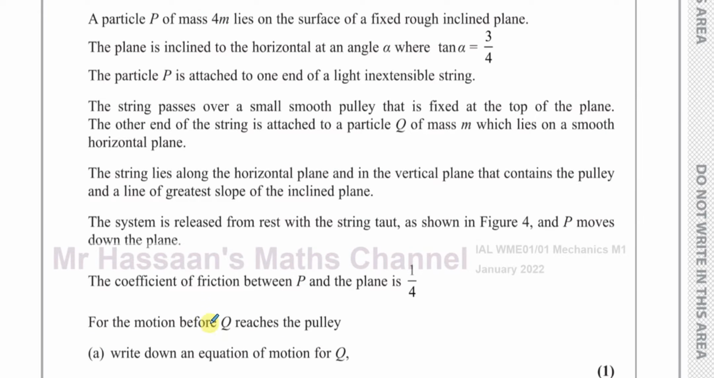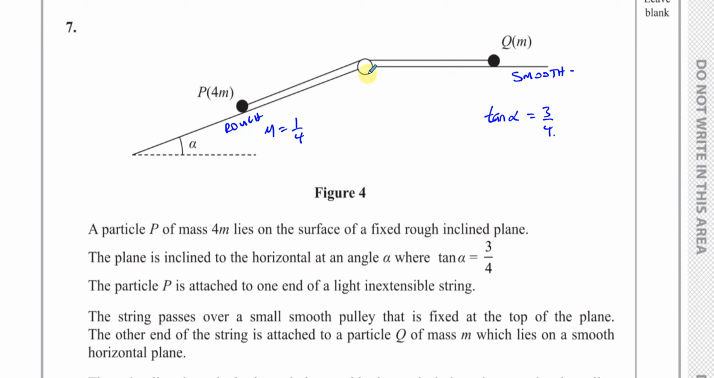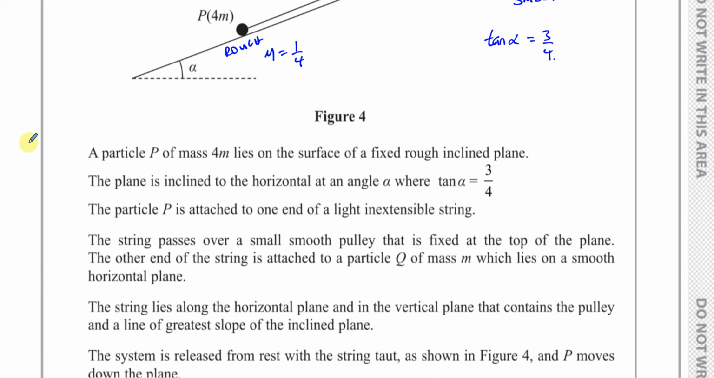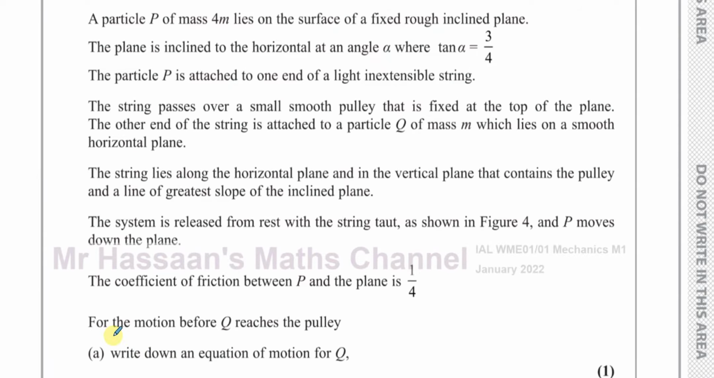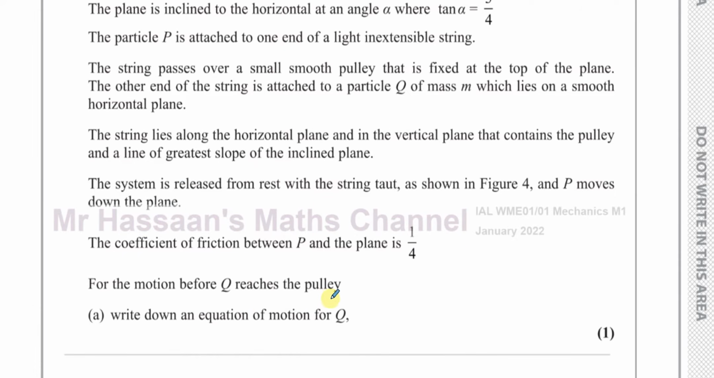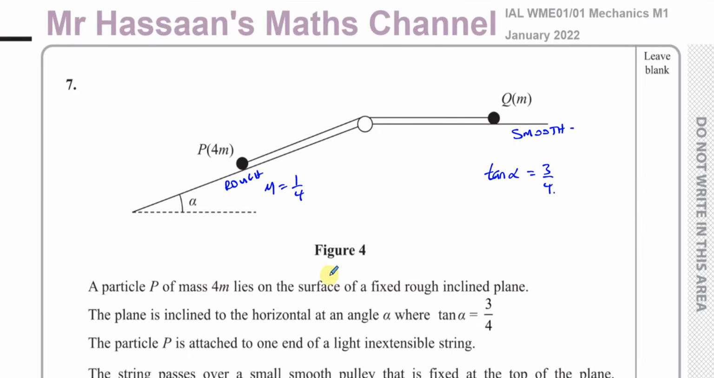For the motion before Q reaches the pulley, so obviously it's going to go down the plane here, write down an equation of motion for Q. So P moves down the plane. Now, write down an equation of motion for Q. A few things to discuss here before we proceed. On this side there's friction, this side there's no friction. They told us that tan alpha is 3/4.